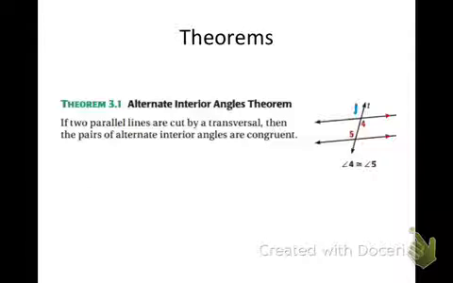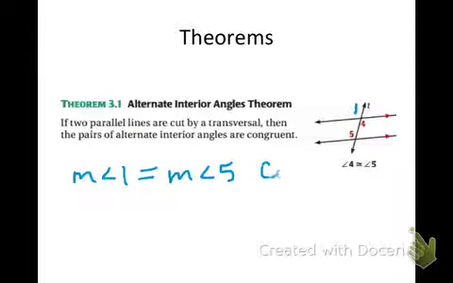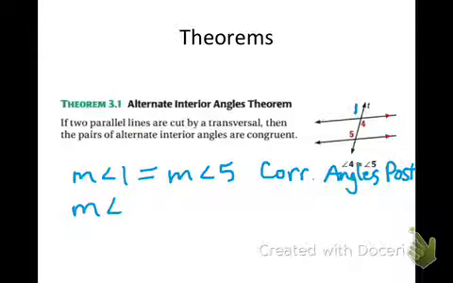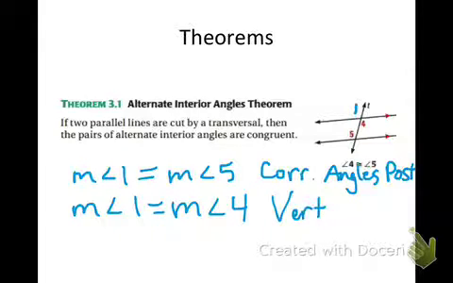But 1 and 4 are also vertical. So we say that the measure of angle 1 has to equal the measure of angle 5, and that's coming from the corresponding angles postulate. Now, obviously, the measure of angle 1 has to also be equal to the measure of angle 4, thanks to the vertical angle congruence theorem.